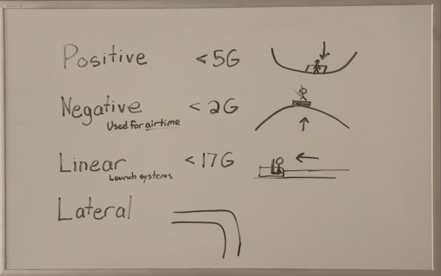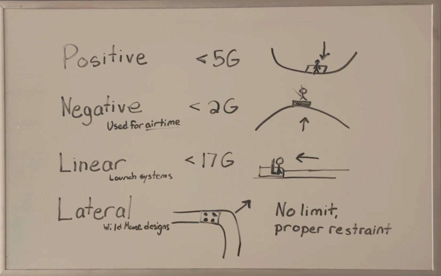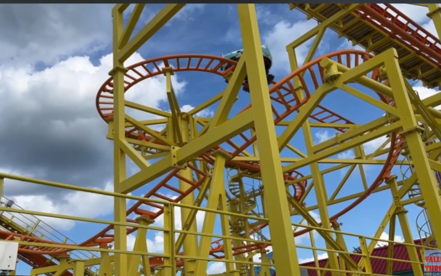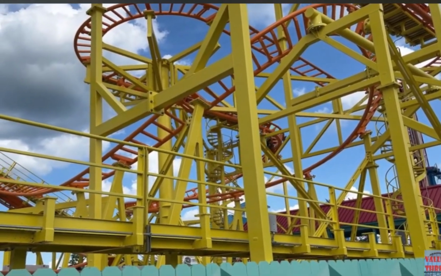And then lateral, as implied, is going to be from side to side, and it's going to feel like you're flung out to the side of the car. And there's no limit particularly, but this needs to be properly restrained in order to be safe. So yeah, wild mouse coasters like this, you're going to feel flung to the side of your car.